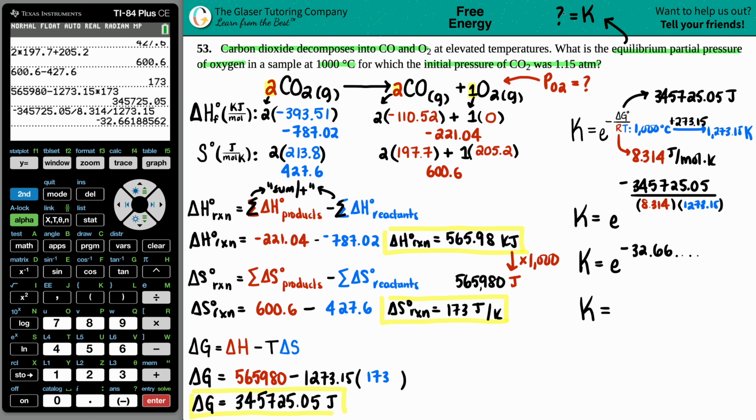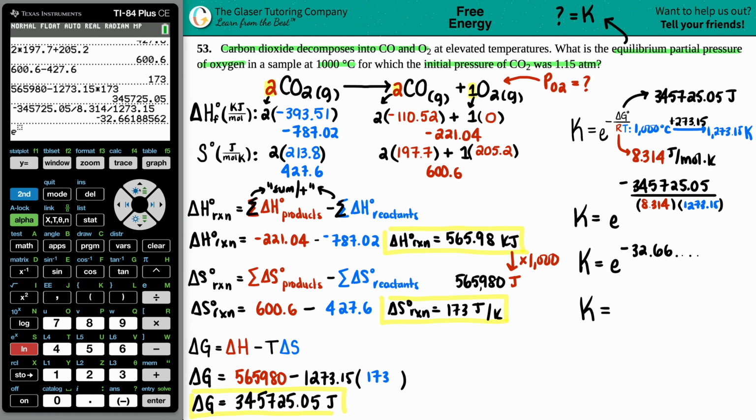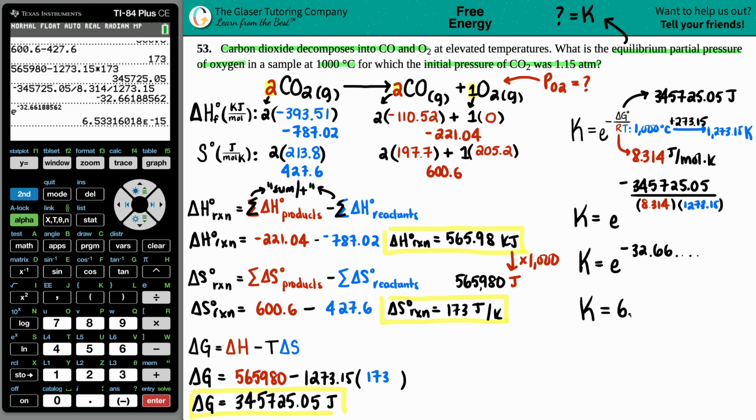We're getting there. Second ln, that's where the e button is. Grab the whole thing. I love the TI-84. And there we go. K equals 6.53, maybe we'll say 6.533 times 10 to the negative 15th. No units for equilibrium constant. Maybe I'll do this in green. But we found out what the equilibrium constant was, the second K value.